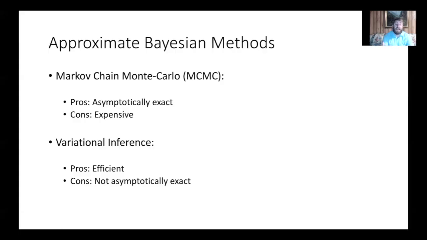This is asymptotically exact in that if you run the random walk long enough, you'll eventually get the correct probability distribution. However, this can be extremely expensive, particularly in high dimensional spaces, such as the parameter spaces for deep neural networks. Another method that is commonly used is variational inference. In variational inference, you have a simple distribution, and you're trying to find the simple distribution that best matches the true posterior.